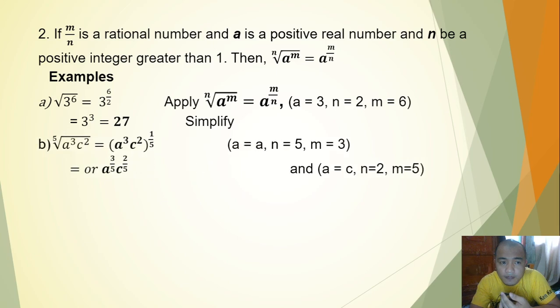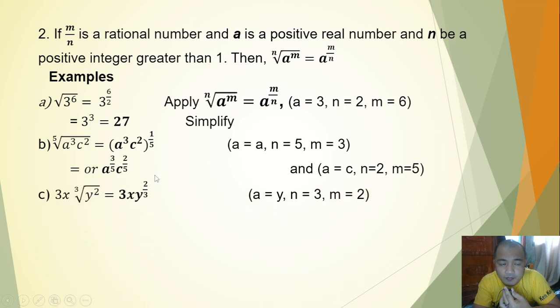How about this? Fifth root of a cubed c squared. This means we're going to raise a cubed c squared to 1/5. And then by the power of a product law, 3 times 1/5 is 3/5, 2 times 1/5 is 2/5. So the answer is a raised to 3/5, c raised to 2/5. Next, 3x times the cube root of y squared means 3x y raised to 2/3. As you can see, 2 is the numerator and 3 is the denominator, 2/3.